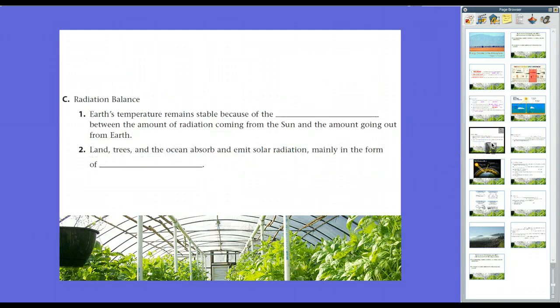So let's talk about some other ways that Earth deals with energy transfer. And one is the balance of radiation. That's what ends up happening: the Earth tends to reflect off about as much as it takes in. And the reason why Earth's temperature remains stable, as opposed to varying wildly like the moon, where it's really hot when the sun's facing it, and the dark side isn't facing the sun, so it's really, really cold, is because of the balance between the amount of radiation coming from the sun and the amount going out in Earth.